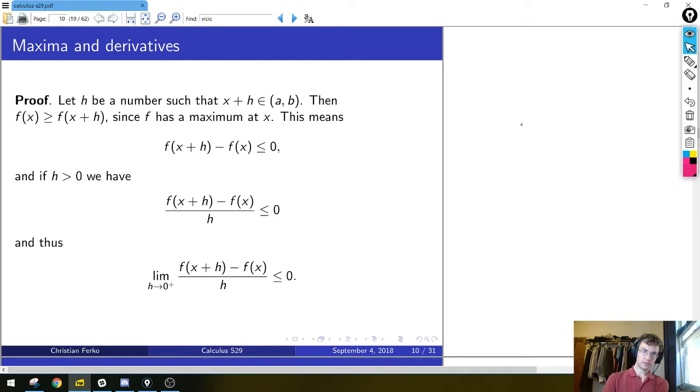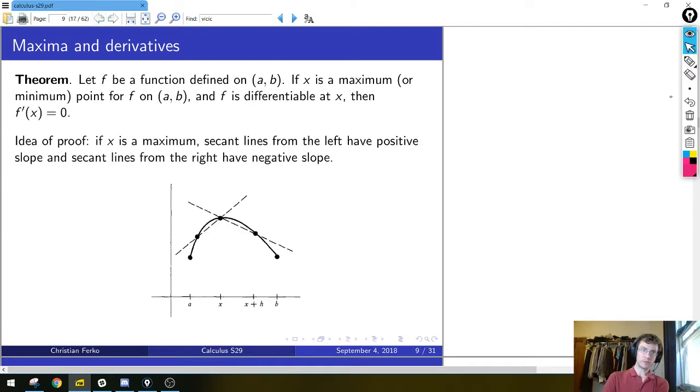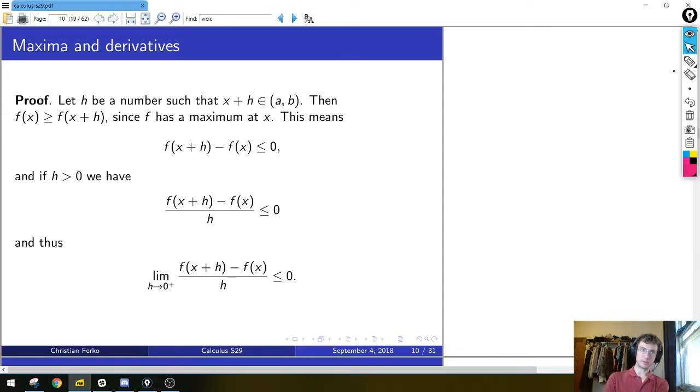Okay. All right, here's the proof. So I've already kind of sketched the idea with the picture. So here's the x plus h. What we're going to do is, again, look at secant line slopes from the left and right. So we'll let h be a number so that this sum x plus h is still within the interval ab. We have to be careful because we're only considering f defined on ab. So if that's true, then the output f of x must be greater than or equal to the output at this other point x plus h by definition, since f has a maximum at x. This is the definition again of maximum point. You have to be greater than or equal to the value at every other point.